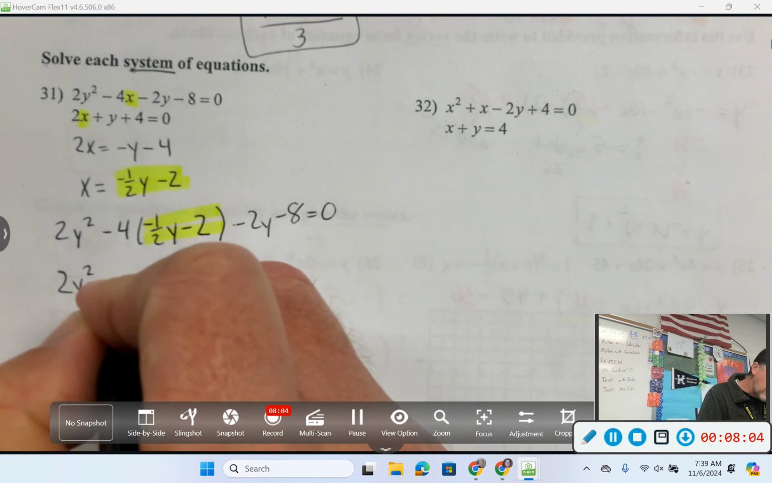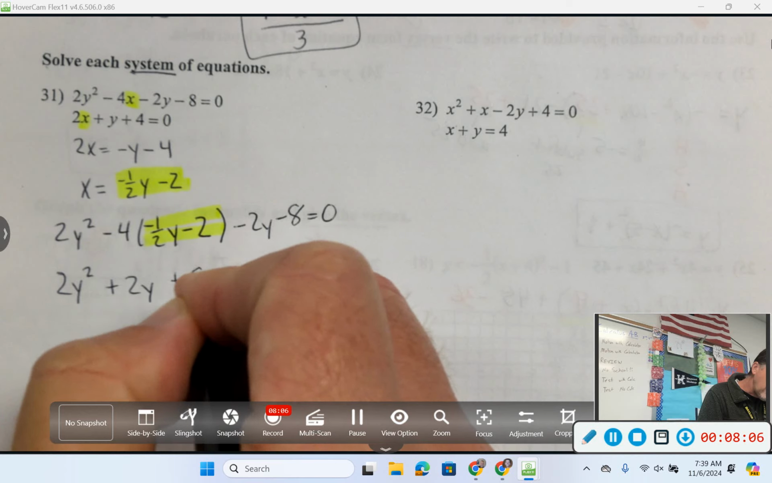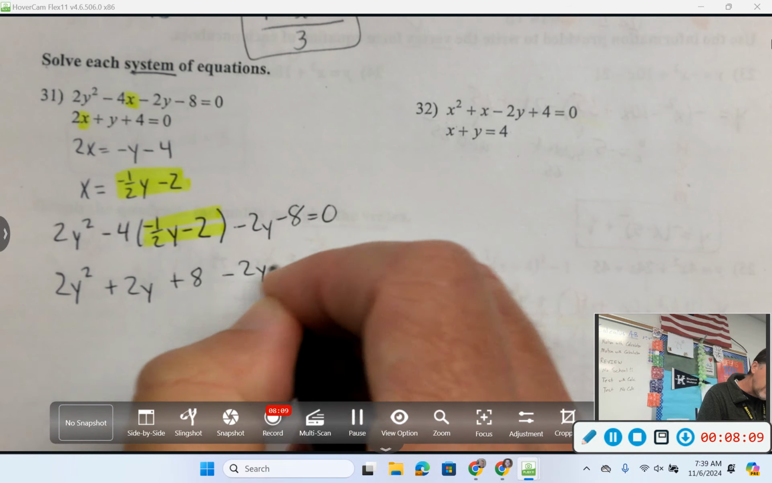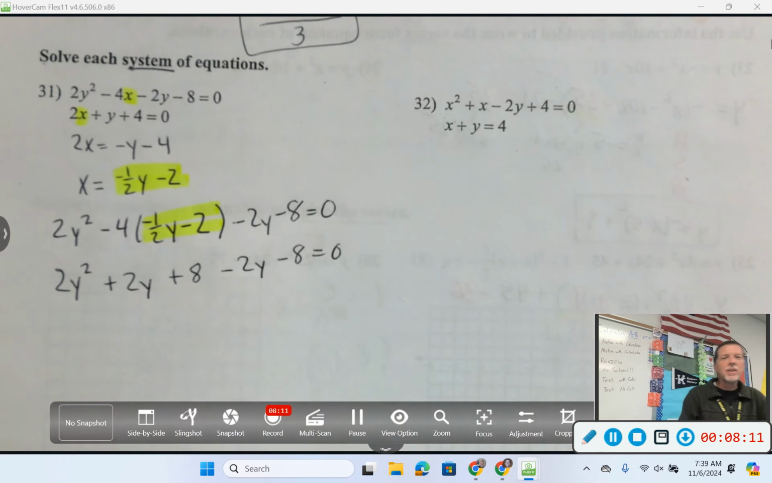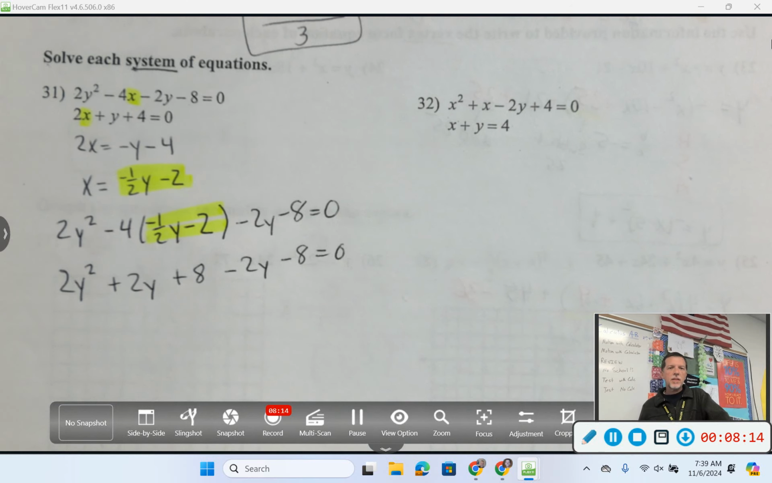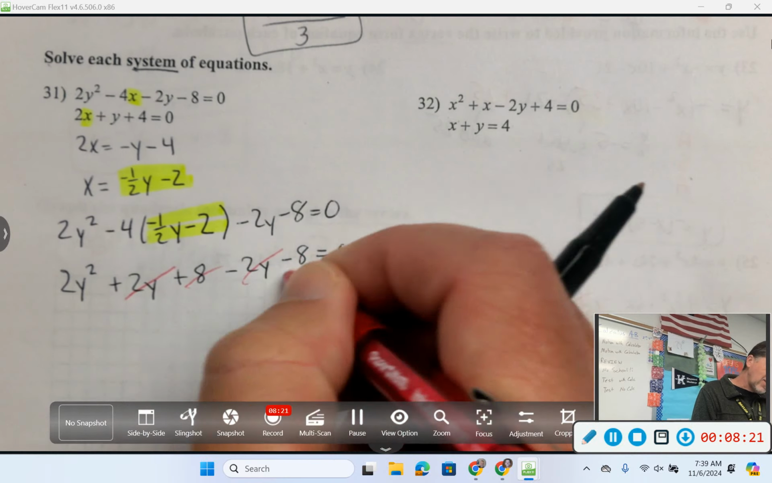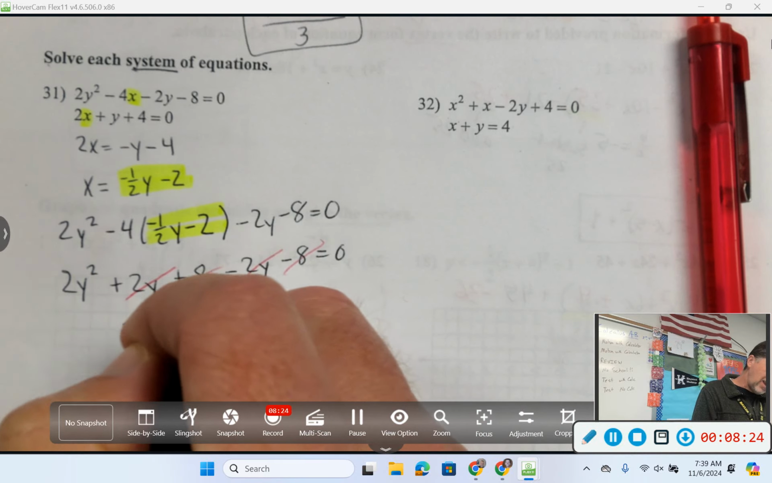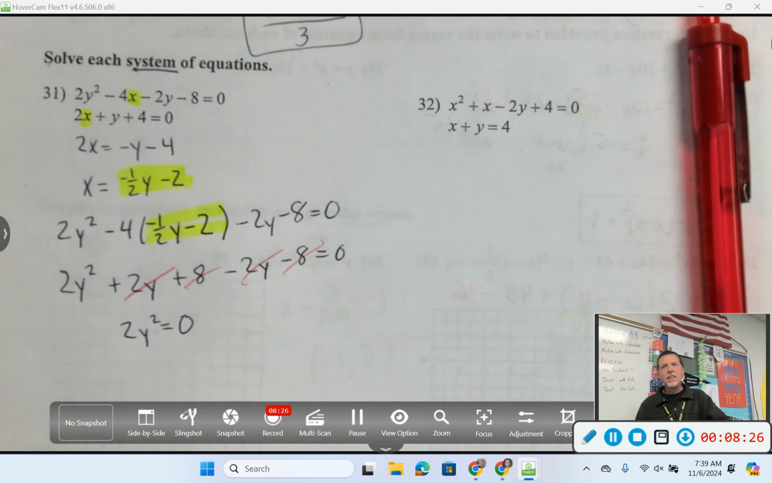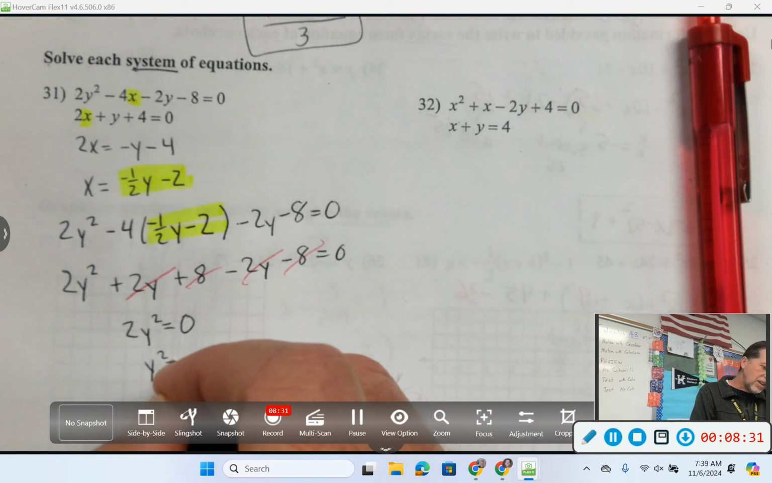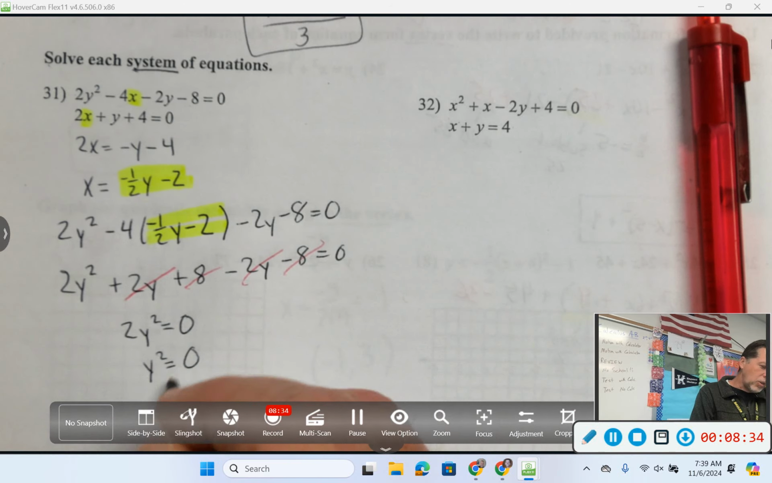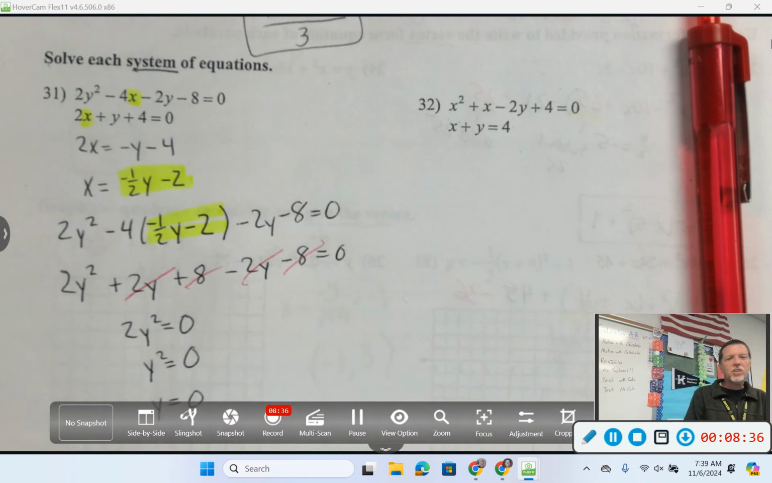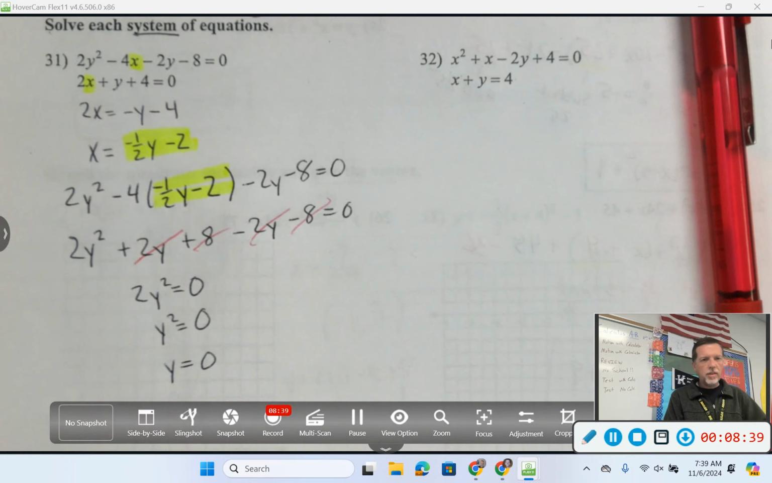Wait, I just got 2. Did I mess something up, or you're up ahead of me? We're way ahead of you. Oh, I see. Yeah, I see what happens here. The 2y's cancel out. The 8's cancel out. And 2y squared equals 0. Which means y... that's kind of weird, but it's kind of good. Y's got to be 0. I mean, I can divide by 2, and I can square root both sides, but eventually y equals 0.